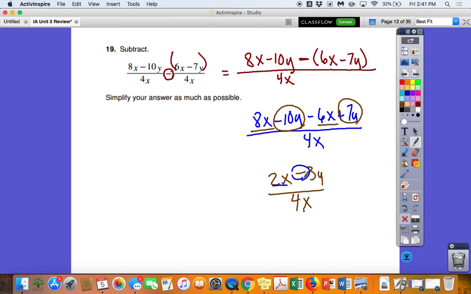So you can't do it. If you can't pull something out and have it where there's something out here with what's in the bottom, then you can't factor. So this is stuck. You are done. Finished. This is it.